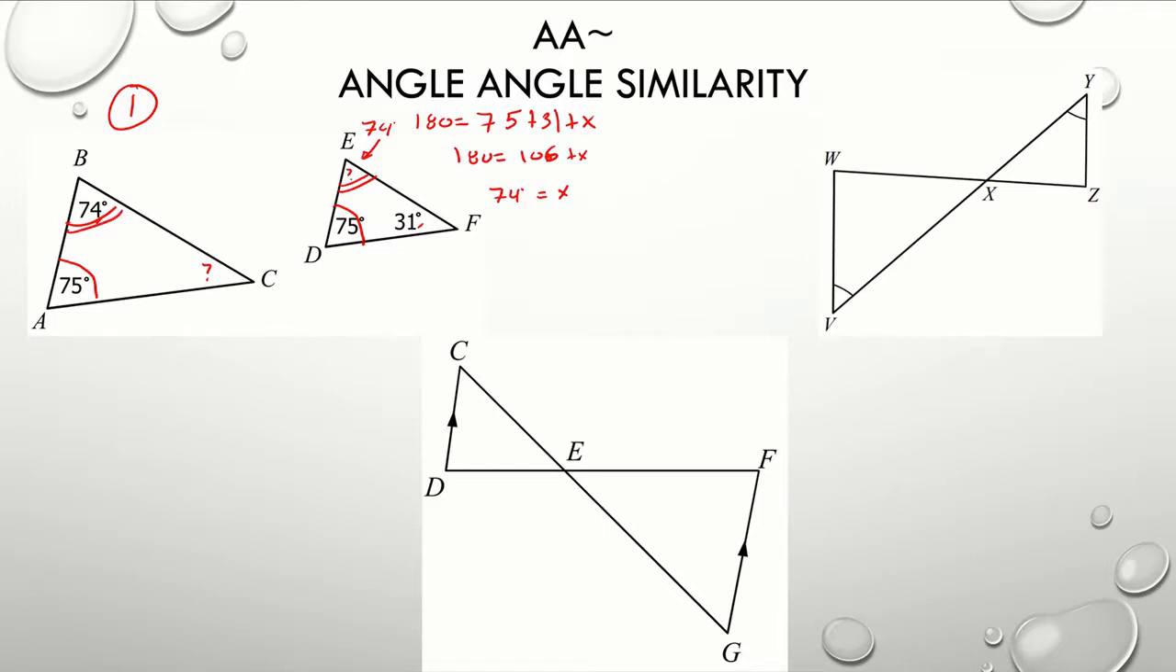So they're corresponding congruent. And then if we wanted to find that one there, we simply do the same thing. The only difference is now the two angles that we're adding are 75, 74, and then x, right? And so this would be 180, 149, subtract 149, and we get x to be 31. And now we can easily see that all the angles are the same, right?